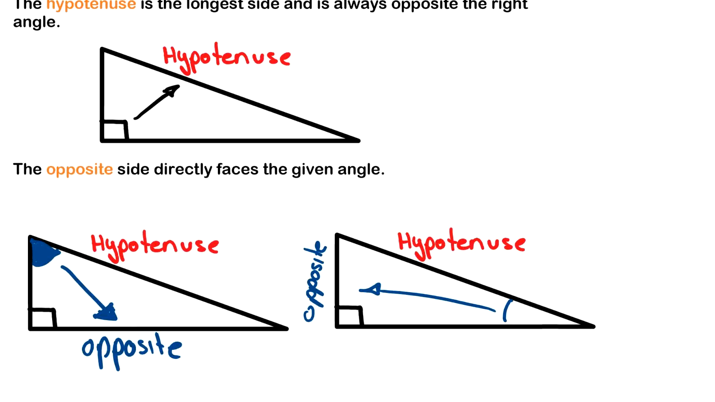Whereas in the one on the right, here is our given angle. It's the only other angle on the triangle now. So its opposite side, if I draw a straight line, is over this side. So in the two triangles, depending on what angle we're looking at, the opposite side does change. It's important to always pick the right angle by reading the question carefully. Usually the question will give you the angle to look at.